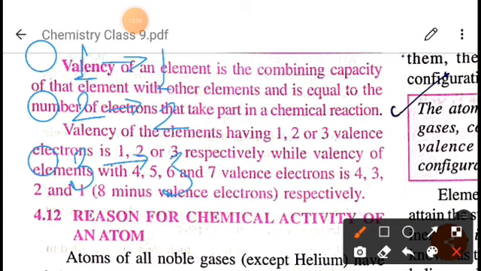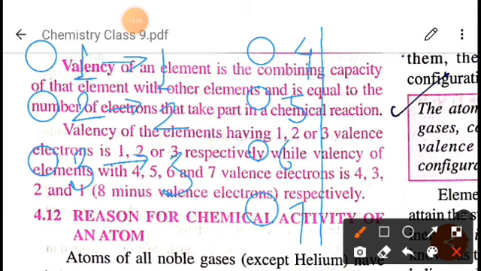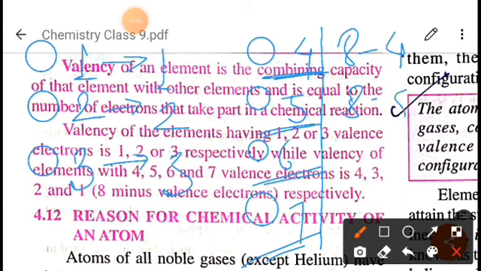Now after that, suppose these are elements with valence electrons 4, 5, 6 and 7. This element has 4, this one 5, this one 6, and this one 7. Then when we calculate the valency, it will be like this. You see here, the number of valence electrons is 4, here 5, here 6 and here 7, right? Then the valency will become 8 minus 4 for this, 8 minus 5 for this, 8 minus 6 for this, and 8 minus 7 for this.